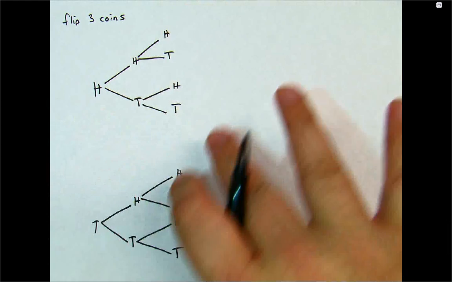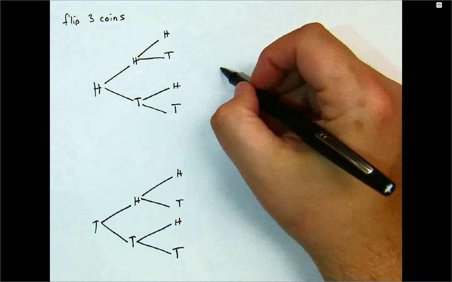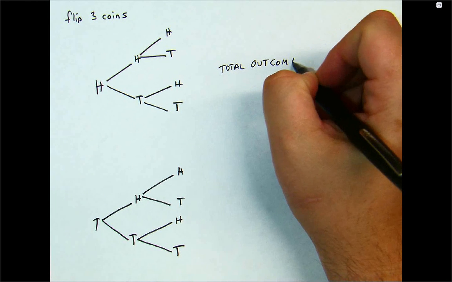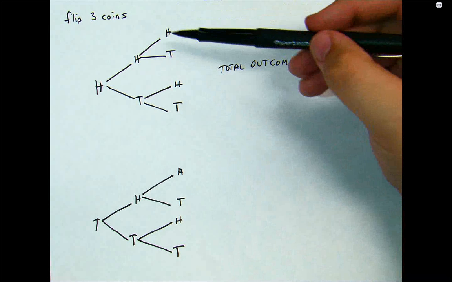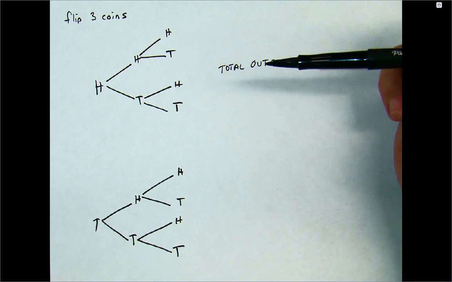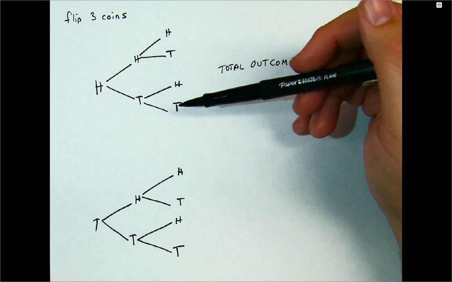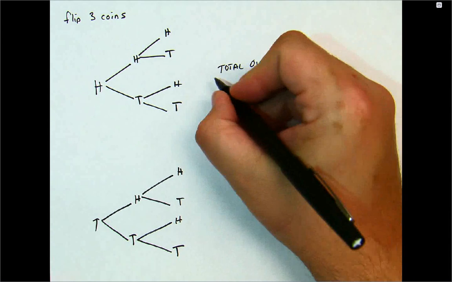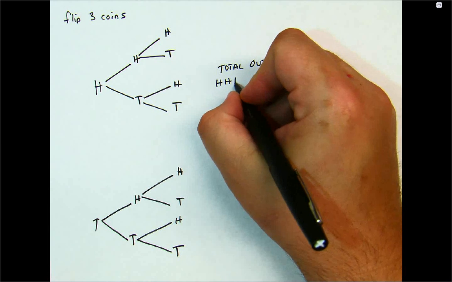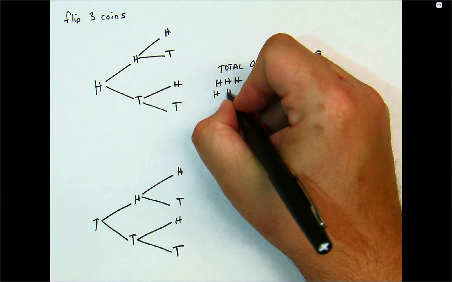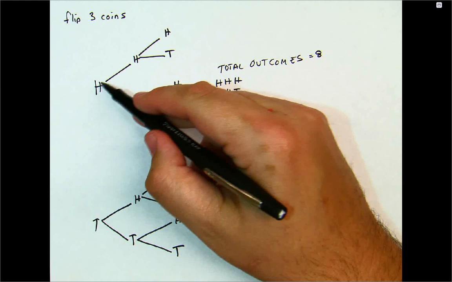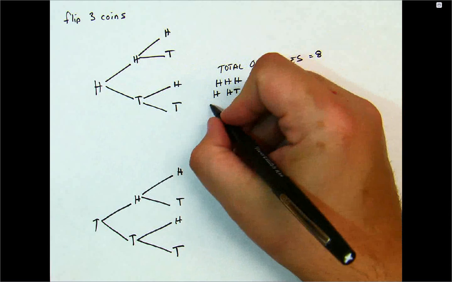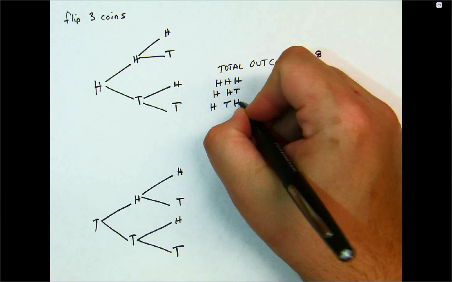What's the total outcomes? There's 1, 2, 3, 4, 5, 6, 7, 8 outcomes. There's 8. We can list them too. Heads, heads, heads. Heads, heads, tails. So we follow the path. Heads to heads to heads. Heads to heads to tails. Heads to tails to heads. Or heads to tails to tails.